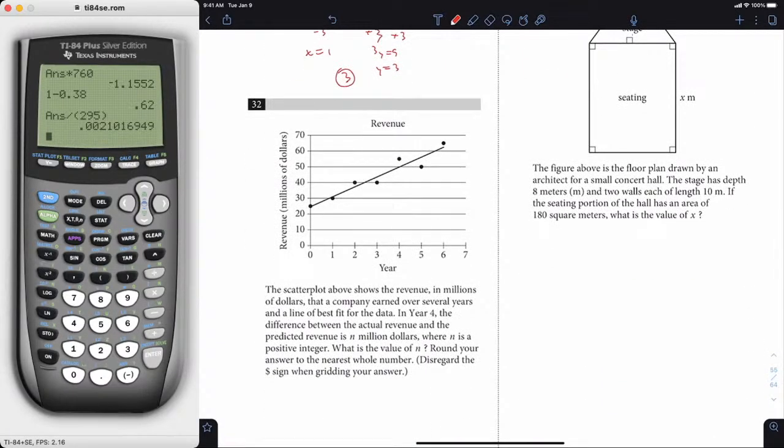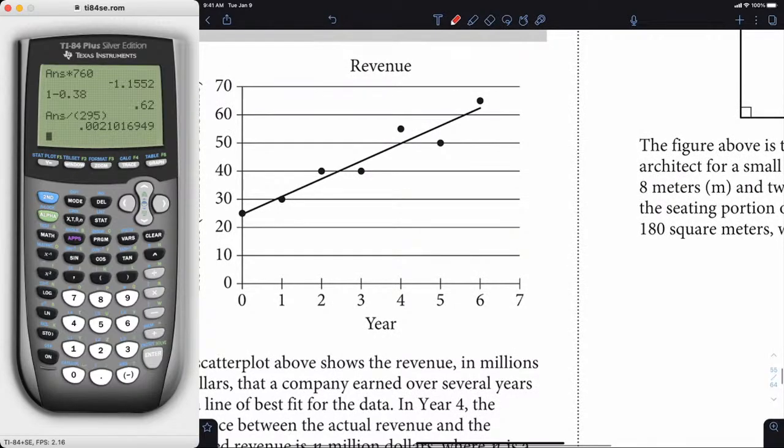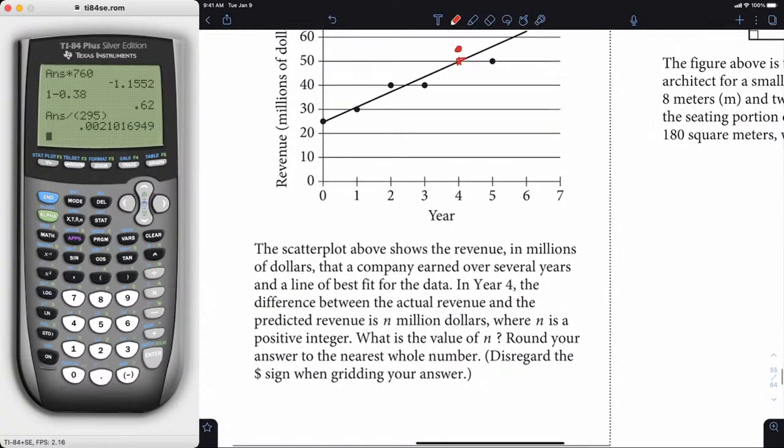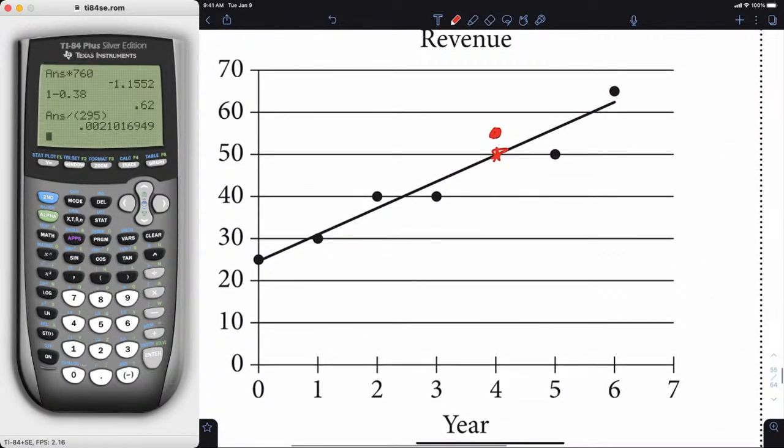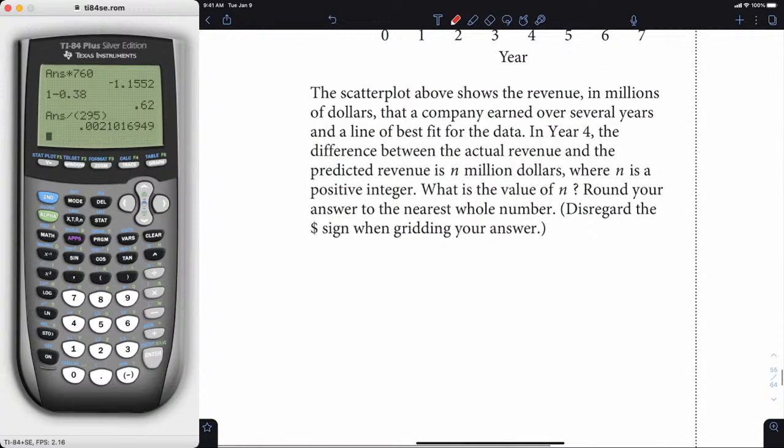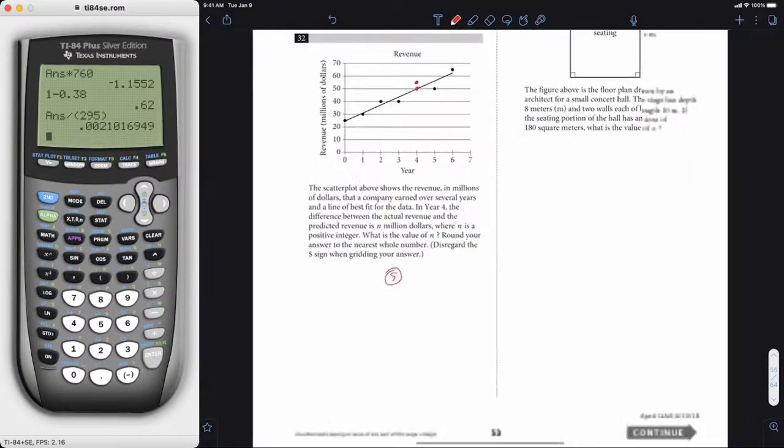Scatter plot. In year 4, the difference between the actual revenue and predicted revenue. So remember, actual is the actual dot and predicted is this one. So I'm going to do a star for predicted. And what is the value of n? Well, the difference is just subtraction. So it'd be about 55 minus 50, which is about $5 million.